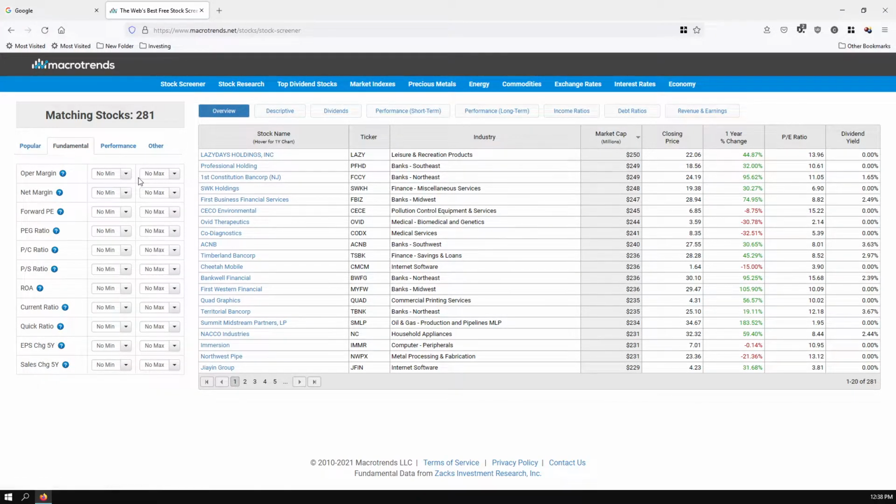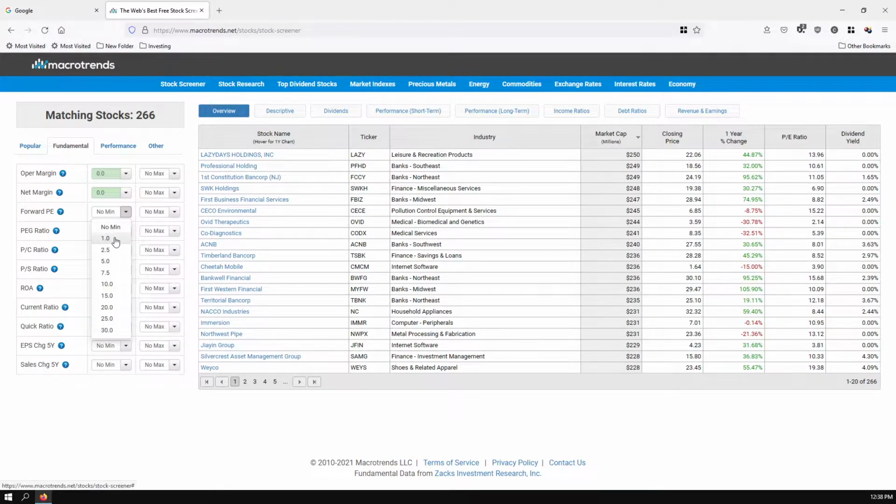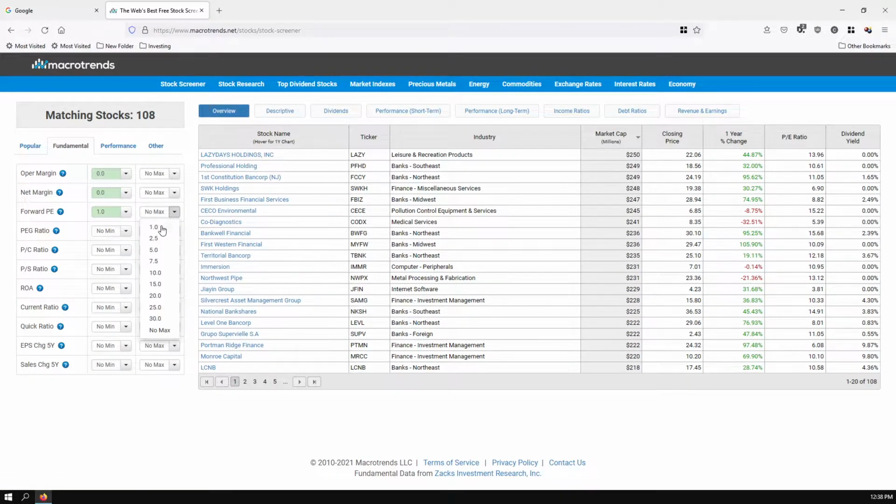I go to the fundamentals. Operating margin, I want at least a 0. Net margin, at least 0. Forward PE ratio. If you wanted to find a company that is projecting good growth, then you could put a minimum, so it's not negative, right? And then a maximum. Yeah, you don't want it to get too overvalued in the future.